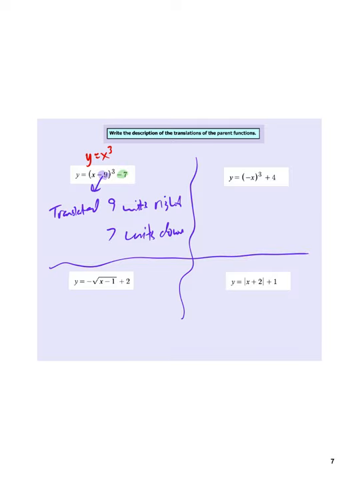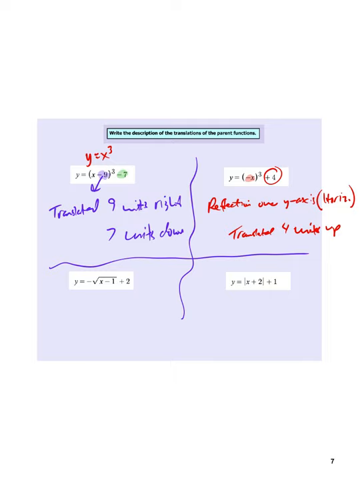In the second one, now we've got the -x. That -x, from the last slide, is a reflection over the y-axis, which is a horizontal reflection. That's the negative within the x versus the negative out front. And then the +4 means it's translated 4 units up.